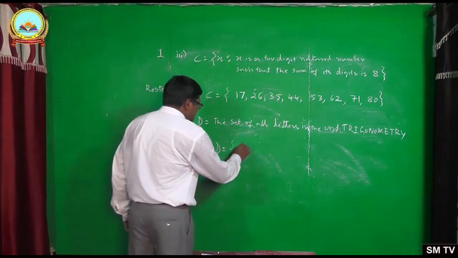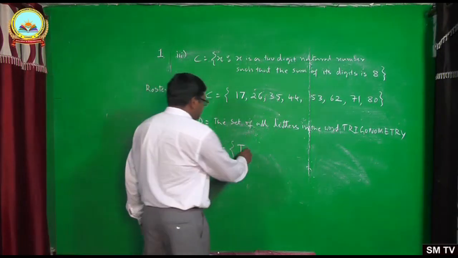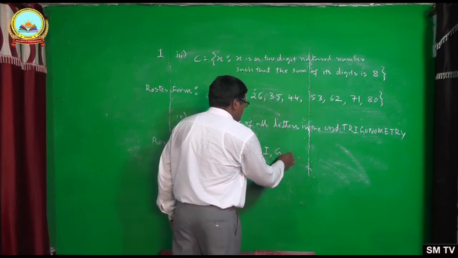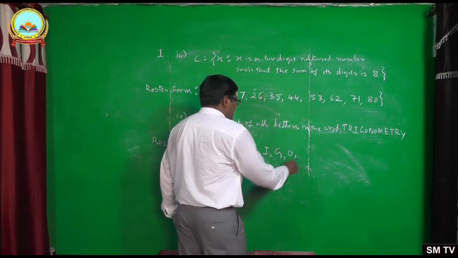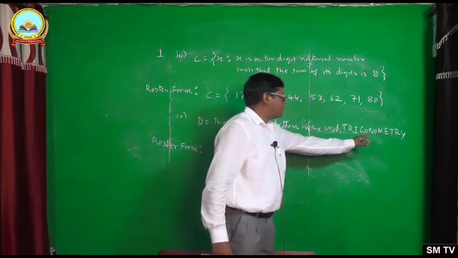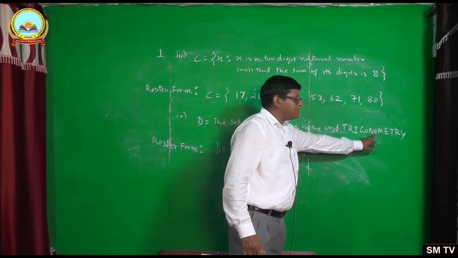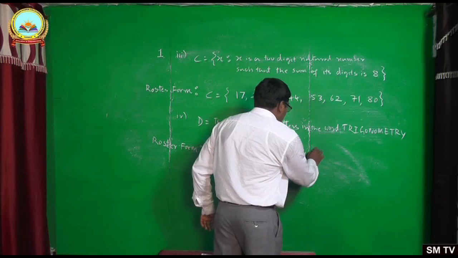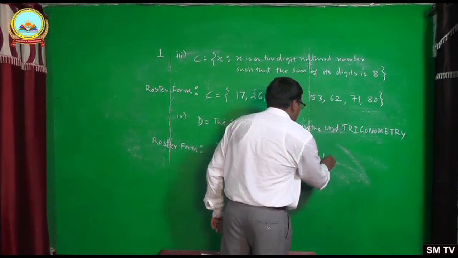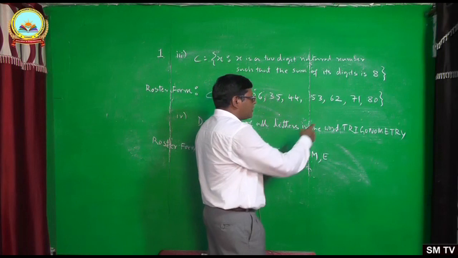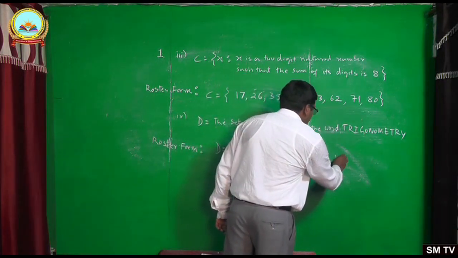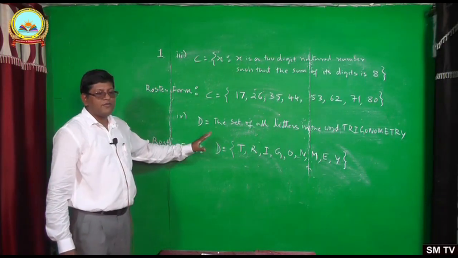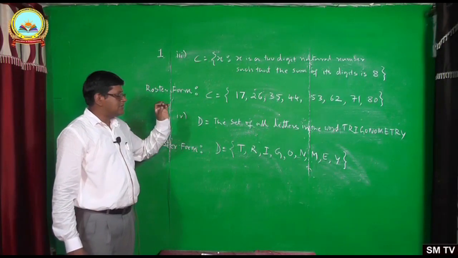So T is there in the word trigonometry. Next R, next I, G, O, N. Again we have O here. O is repeated twice. No need to write that again in this set. Next M, E. We have already written T, and we have already written R. Next finally Y. So this is the roster form of the set D.